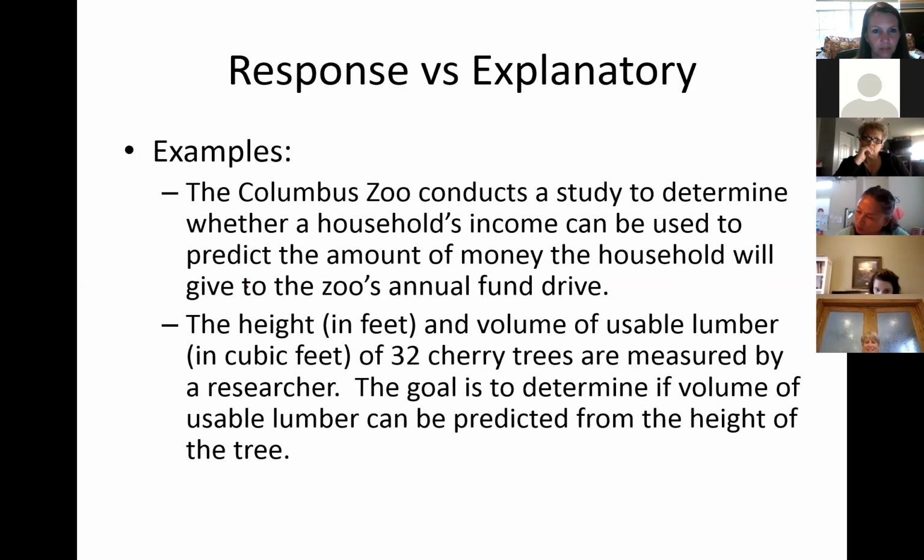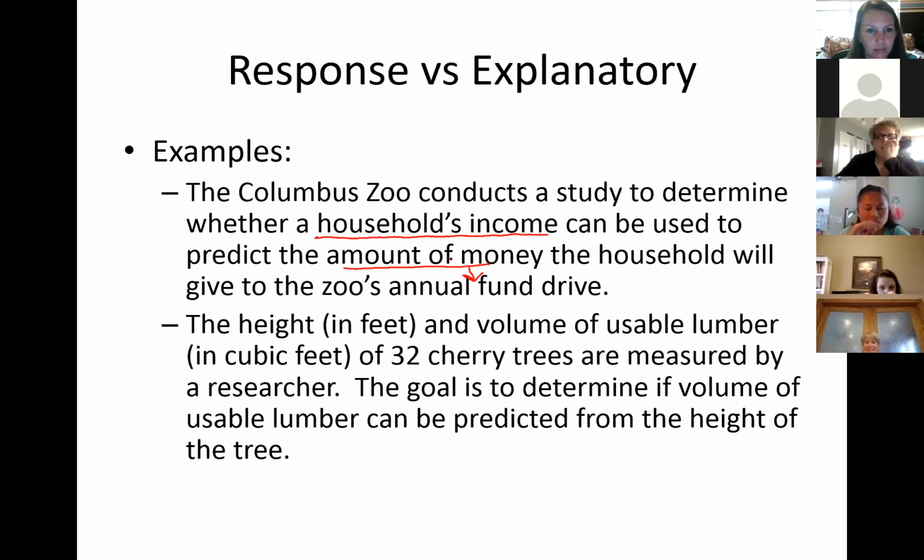So here's a couple of examples. The first one says, the Columbus Zoo conducts a study to determine whether a household's income can be used to predict the amount of money the household will give to the zoo's annual fund drive. All right, so in this case, the two variables we're looking at are household income and the amount of money given to the annual fund drive.